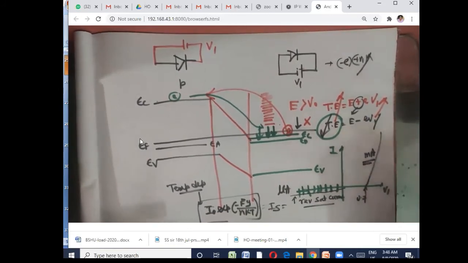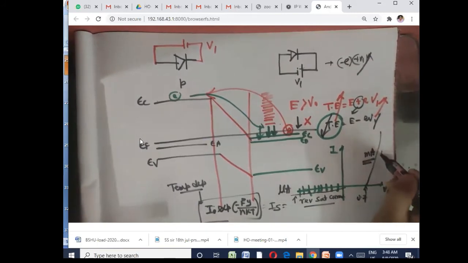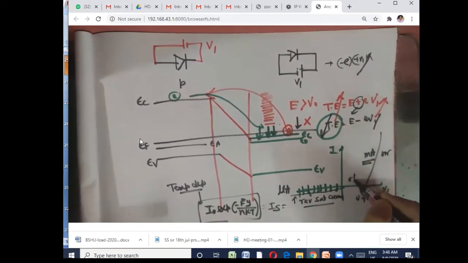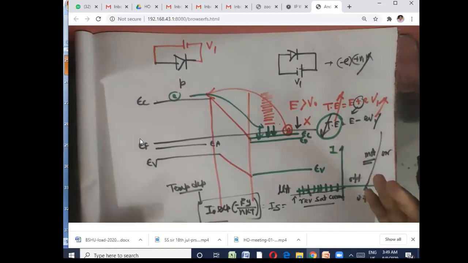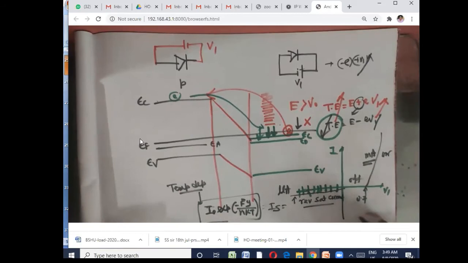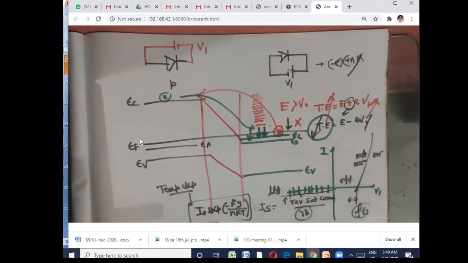So you can see one of the applications of the diode. Obviously, it can be used as a switch: above 0.7 volt it is on, otherwise it is off. It can also be used as a voltage or current rectifier. In forward bias it is on, in reverse bias it is off, so it acts as a valve. These are the major applications of diodes.